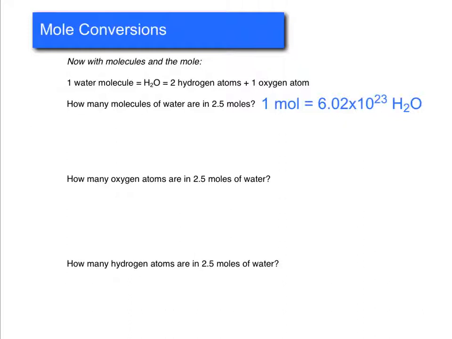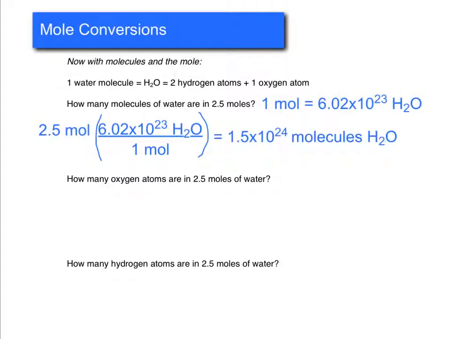Okay, so we're going to start off with what we know, which is 2.5 moles, and then use our conversion factor. So if we know that 1 mole is 6.02 times 10 to the 23rd molecules, where we're going is molecules, and so that's going to go on the top, and the units we're given that we want to cancel out are moles, and so that's going to go on the bottom. So we're going to get 2.5 times 6.02 times 10 to the 23rd, and then that's going to give us the number of molecules of water.